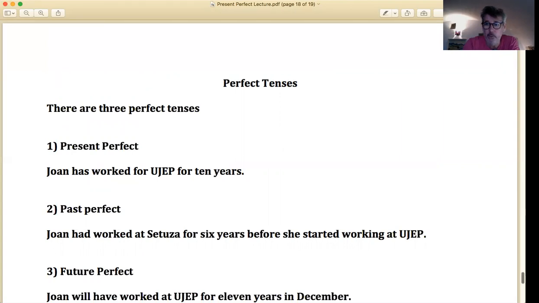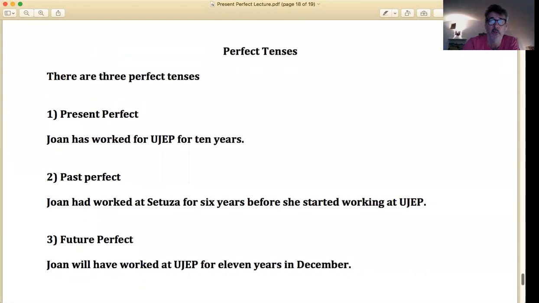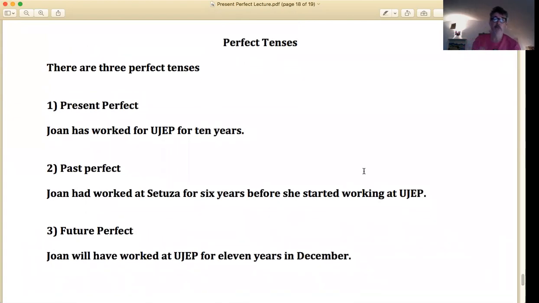And this is just a review of the perfect tenses, which I talked a little bit about. Present perfect, past perfect, and future perfect. We're going to talk about future perfect more in the future tense lecture. But the idea with the perfect tense is, like I said, there's a point in time, and it covers a period up to a point in time. In present perfect, that time is now. Past perfect, that's a point here, and then some period before it in the past. And in the future, it'll be something similar.